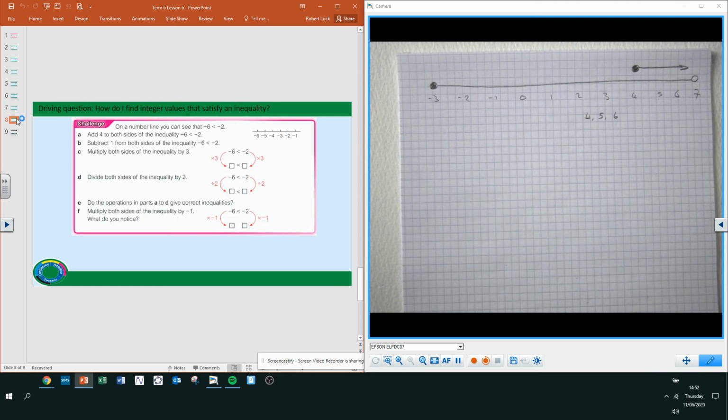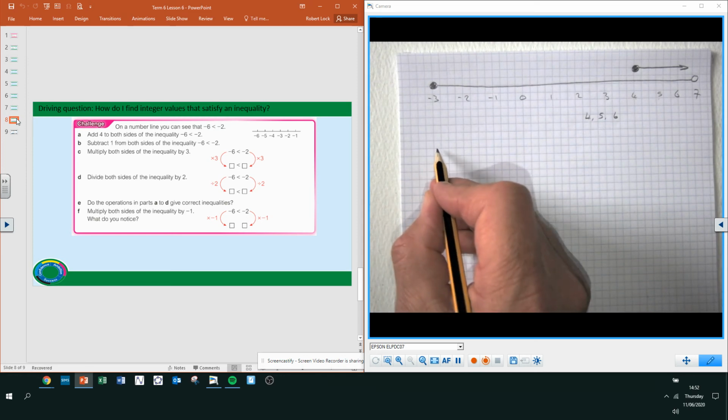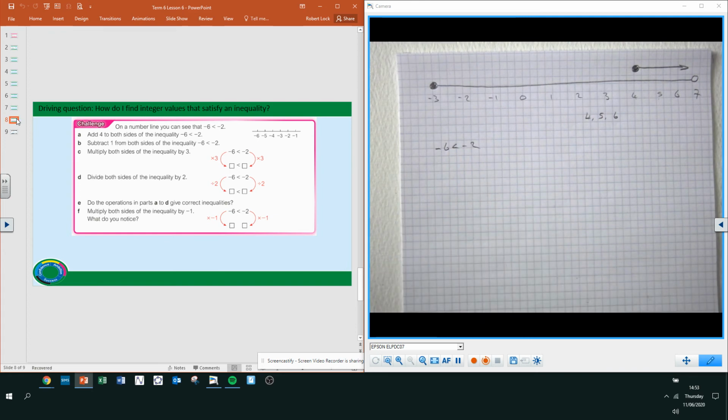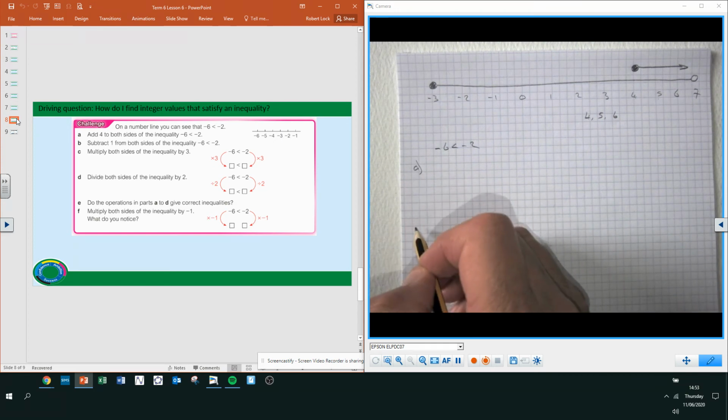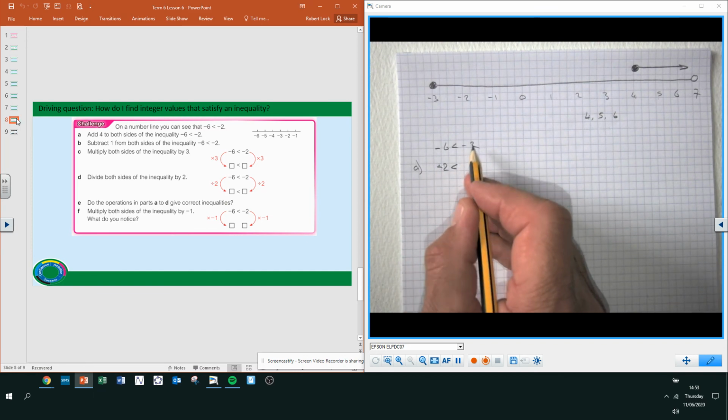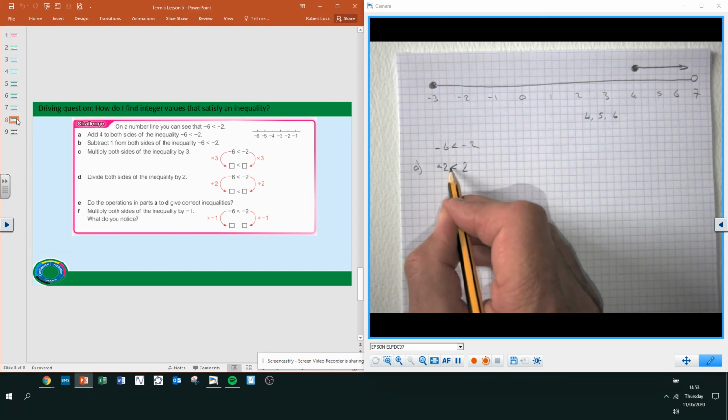Challenge. On the number line, you can see that minus 6 is smaller than minus 2. Believe me, minus 6 is smaller than minus 2. So if you add 4 to both sides of the inequality, pause, go to the question, and when you're ready, press play. So A, adding 4: minus 6 add 4 is minus 2, minus 2 add 4 is 2. So minus 2 is smaller than 2.